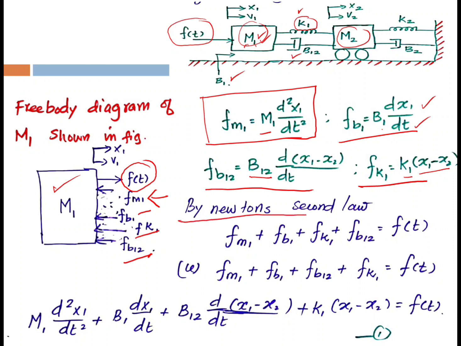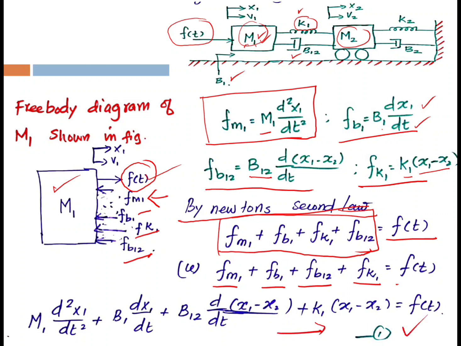Using Newton's second law, the sum of forces acting on the node is equal to 0. Here we have one applied force and the other forces are opposing forces. So the sum of the opposing forces is equal to the applied force F of t. Now we have to substitute the equations related to Fm1, Fb1, Fb12, Fk1, and when you substitute them, you get this equation, and we assume this is equation 1.